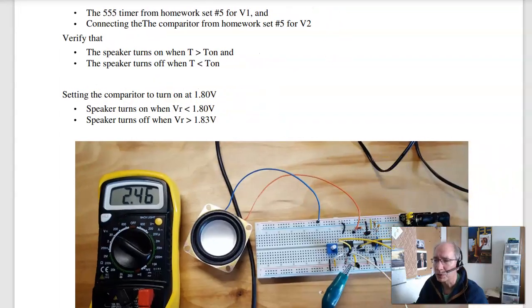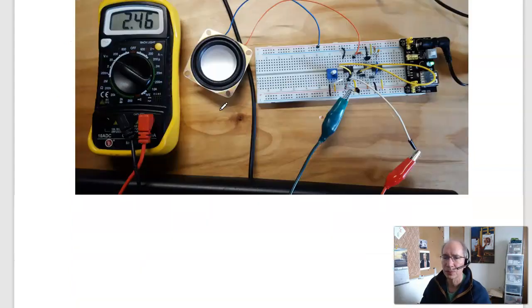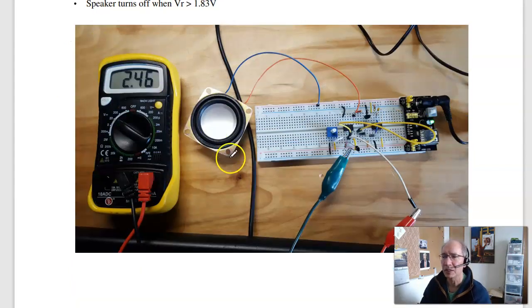So afterwards, what you can see is you can take some measurements and see where the speaker turns on, where it turns off. It depends upon that pot. If I set it to 2 volts, that's where it turns on and off. Adjust it to 1.8 volts, that's where it turns on and off. So that's homework set number 8 for ECE 320.